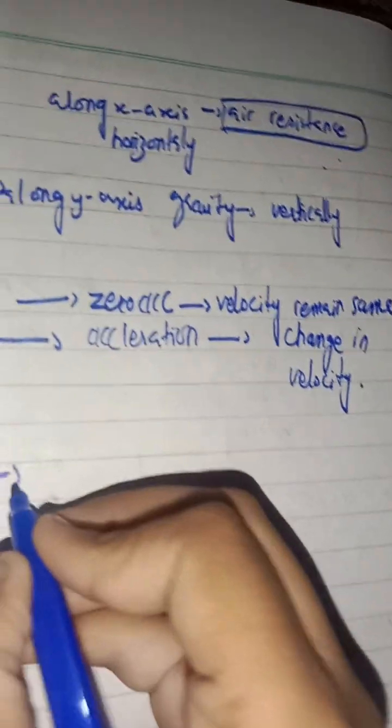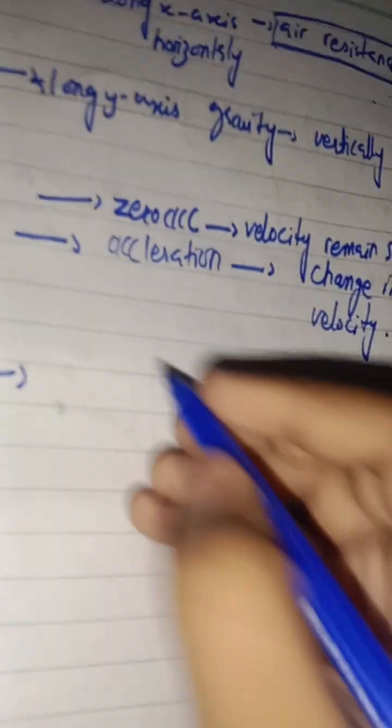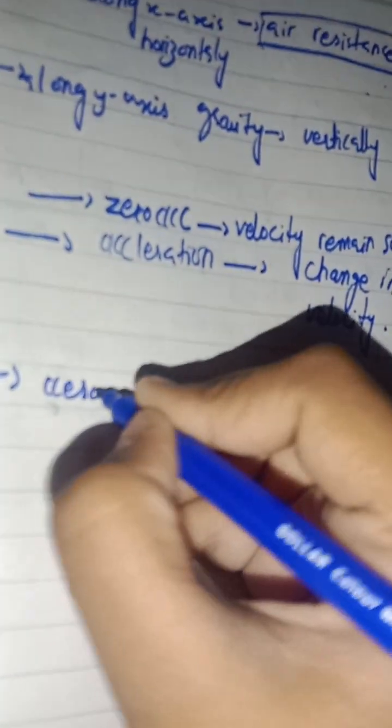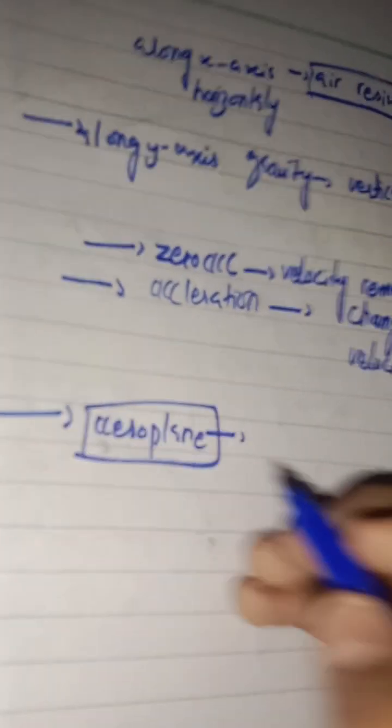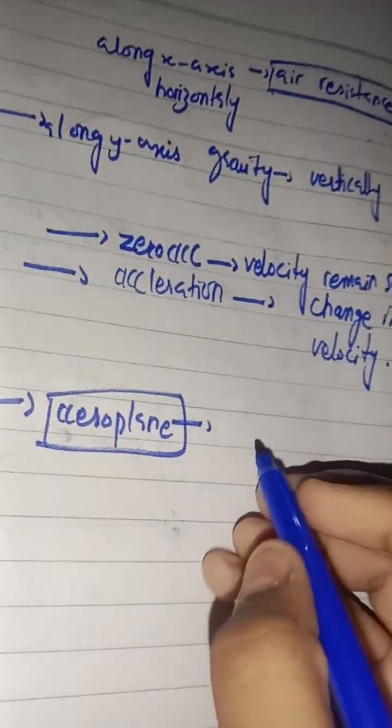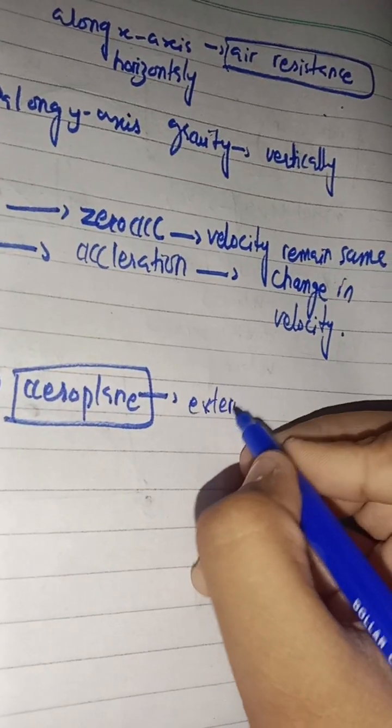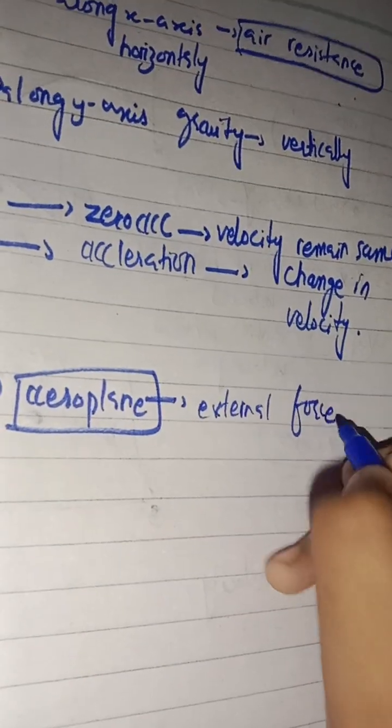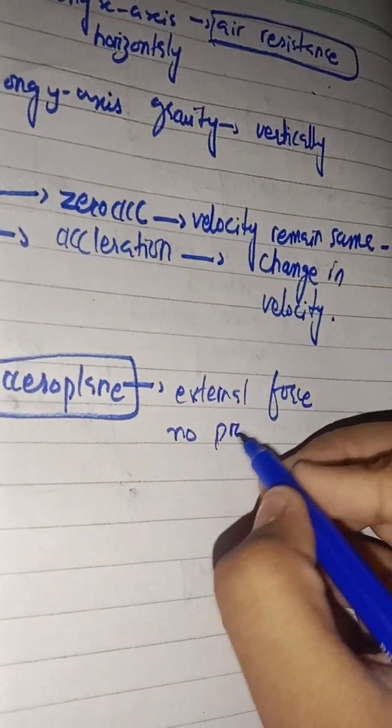Now I am giving some examples of projectile motion: badminton, cricket, throwing a ball, kicking the ball. What about an aeroplane? Is the aeroplane an example of projectile motion? No, it's not, because on an aeroplane we are applying an external force. If we are applying an external force, then no projectile motion will be there.